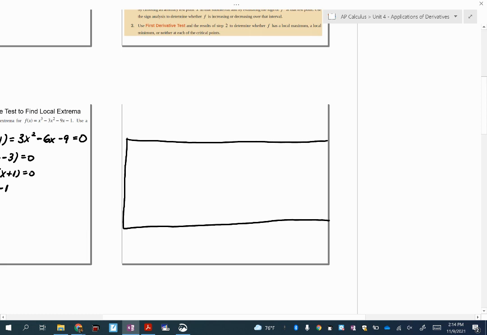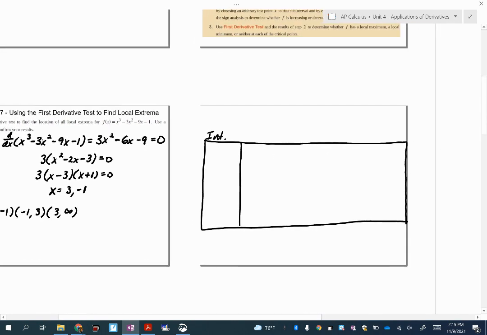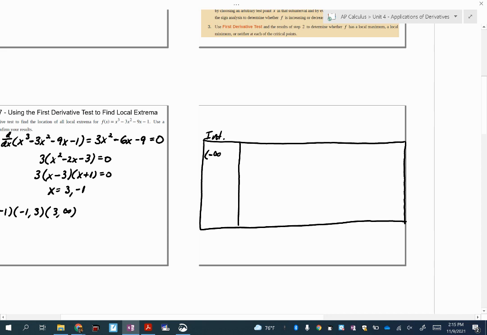All right, so the first thing I'm going to do is I'm going to have my interval. My interval is going to go first. So I'm going to have negative infinity to negative 1. Then my next one is -1 to +3. And then finally 3 to infinity. So I got 3 different intervals that I need to test out.